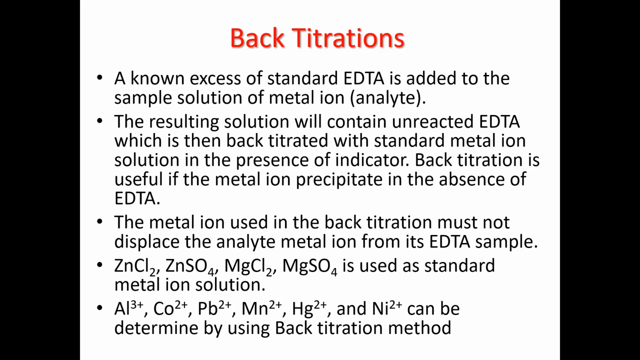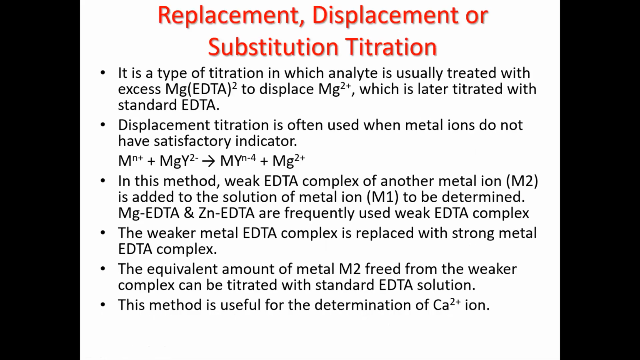So examples are zinc chloride, zinc sulfate, magnesium chloride, and magnesium sulfate that are used as standard metal ion solutions. Then we can use these as the second ion that we use for back titration. Your aluminum ion, cobalt, lead, manganese, mercury, and nickel can be determined by the back titration method.